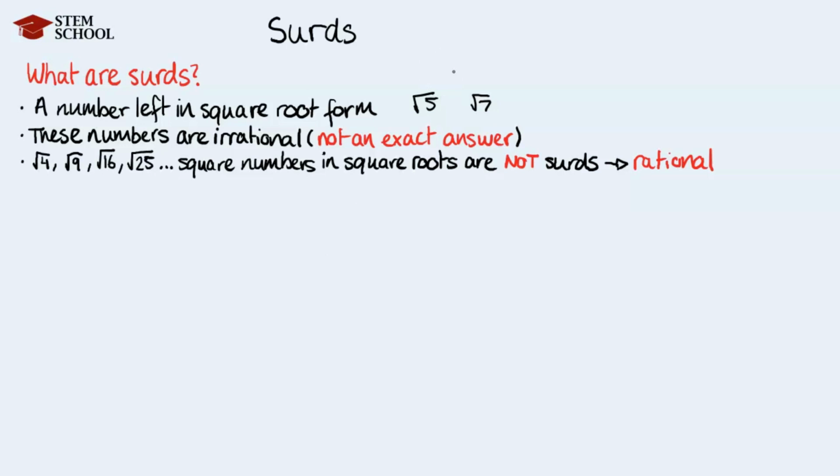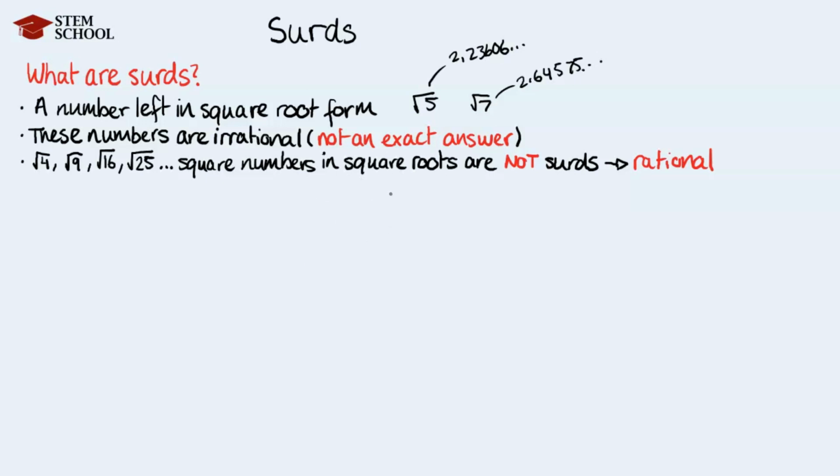So let's try that. If we were to put root 5 into a calculator, what would you get? You'd get 2.23606 and so on, okay? So it will go on forever. And then let's try root 7. You'll get a similar idea, you'll get 2.64575, okay? And it would keep on going.